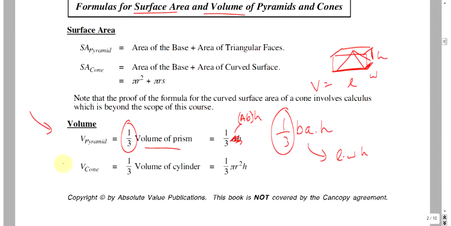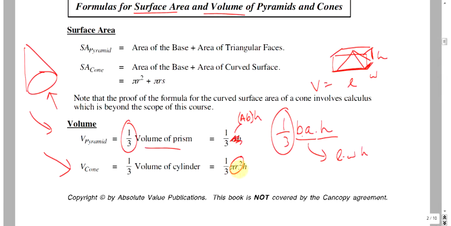Okay. Volume of a cone. Look it up. What does it say? Volume is 1/3 area of base times height. Hey, isn't that the same formula we just saw? Yes, it is. But what's the base area for a cone? It's a circle. What's the formula for area of a circle? Pi r squared times height. Okay?